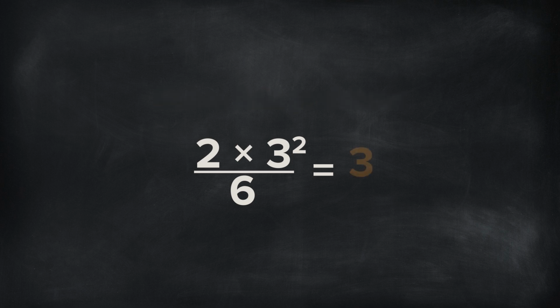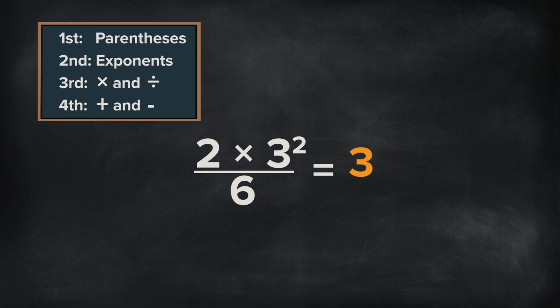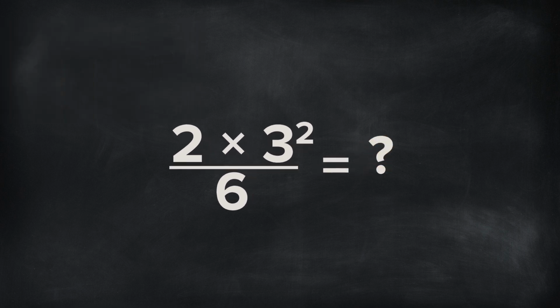The correct solution is 3. Remember the order of operations tells us first parentheses, and then work out the exponents. Then multiply and divide from left to right. Here is the correct solution.